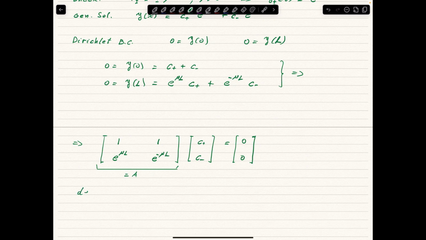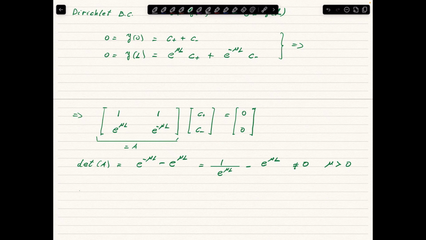To see if it's invertible or not, we compute the determinant, which is going to be exponential negative mu L minus exponential positive mu L, or what is the same, 1 over exponential mu L minus exponential mu L. But this is always different from 0 when mu is positive. Actually different from 0, but we know that mu is positive, so this is always different from 0. So the matrix is actually invertible. So A is always invertible.